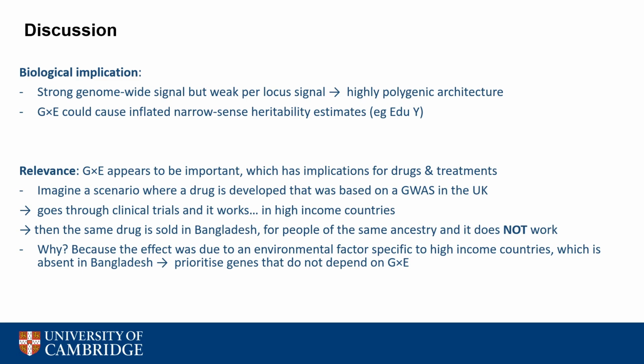Taking a broader view, the relevance of my work is that if gene-by-environment interactions are common for diseases, then this could have important implications for treatments or drugs developed in high-income countries and then distributed across the globe. For instance, imagine a hypothetical scenario where you have performed a GWAS, which after some follow-ups, fine mapping and clinical studies leads to a drug that works, say it reduces the risk of stroke. It seems to work in high-income countries, and you could assume that it could work across all ancestry groups who live in high-income countries today. But then when you send the drug to Bangladesh, it stops working.